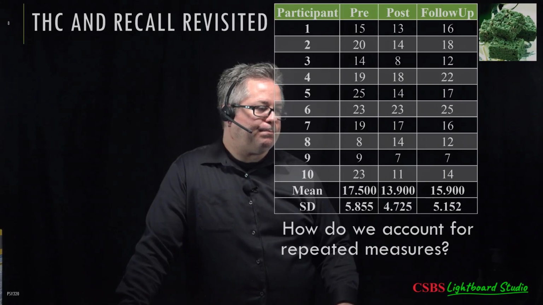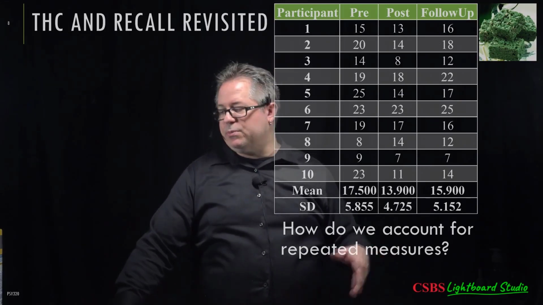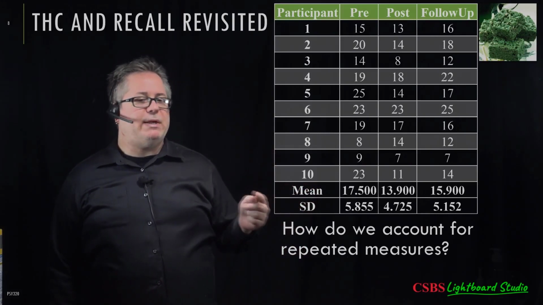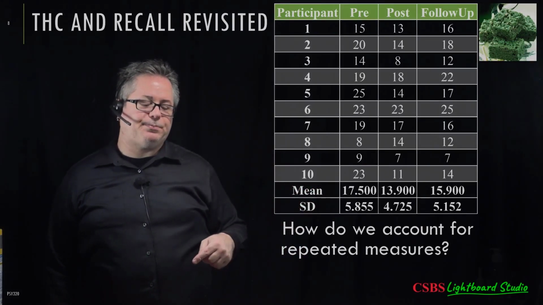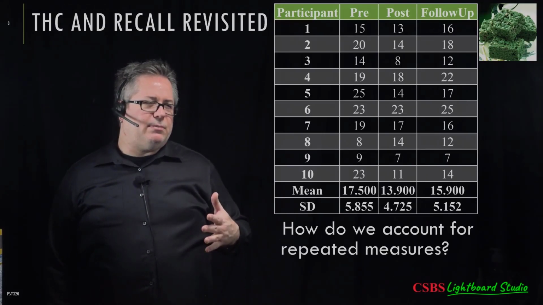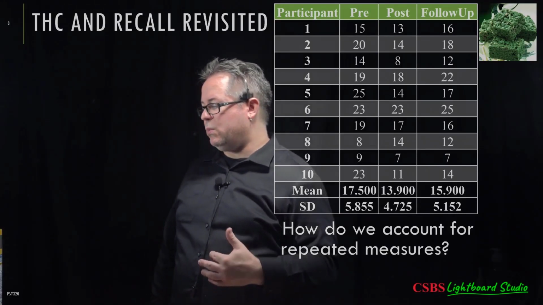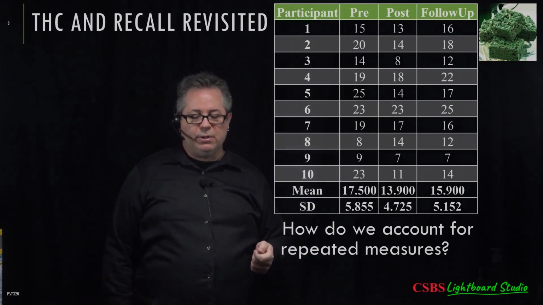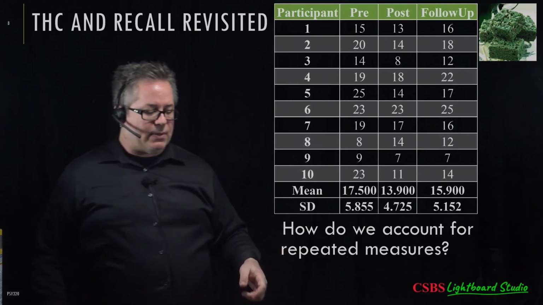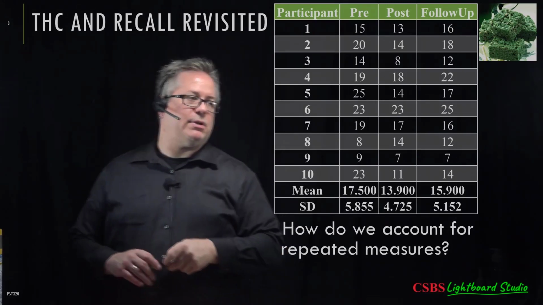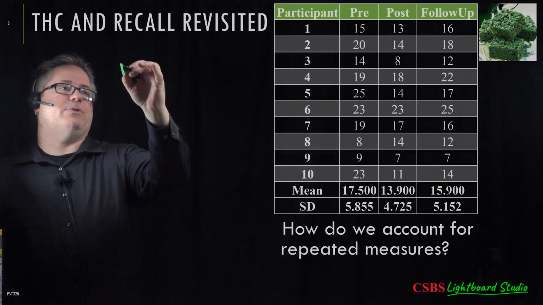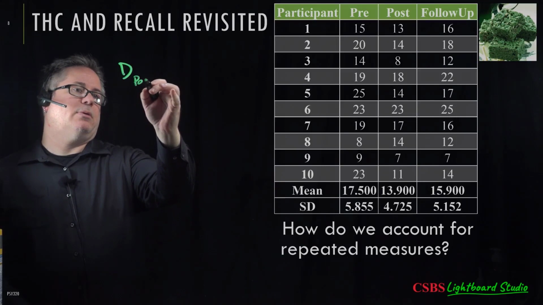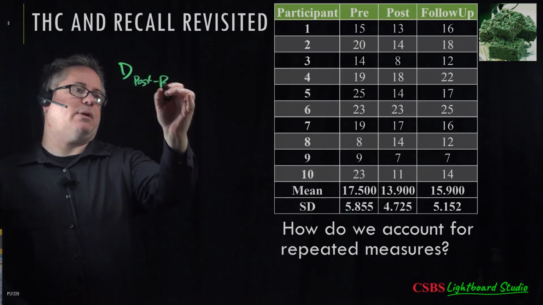I don't know. But the main question here is, regardless of what we're measuring in terms of memory, we now have 3 different scores for every single person. So how do we approach it? When we talked about this with between groups, we could do 3 dependent samples t-tests, right? I could create different scores. I can create a different score for, say, post minus pre, right?